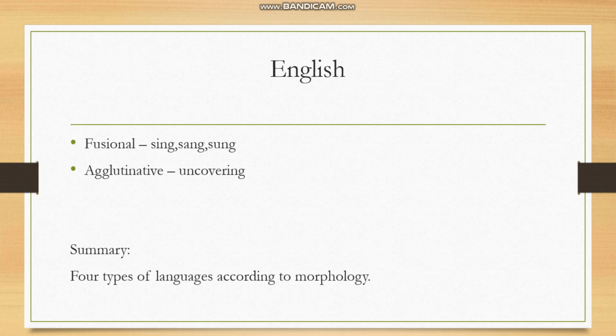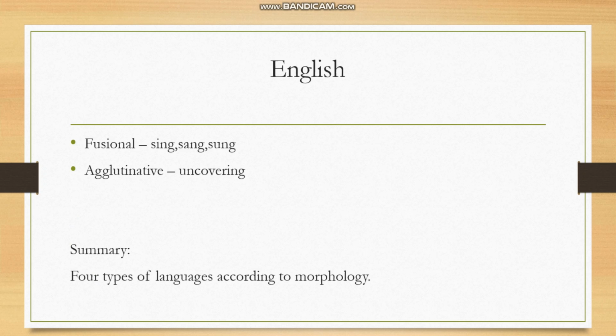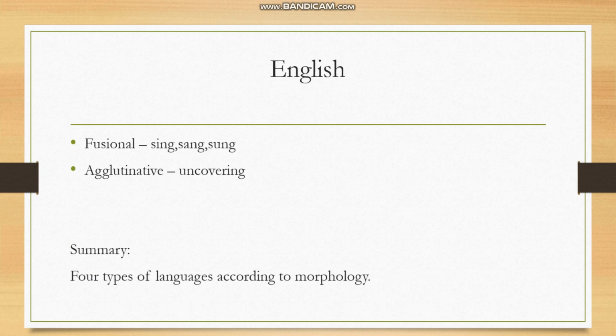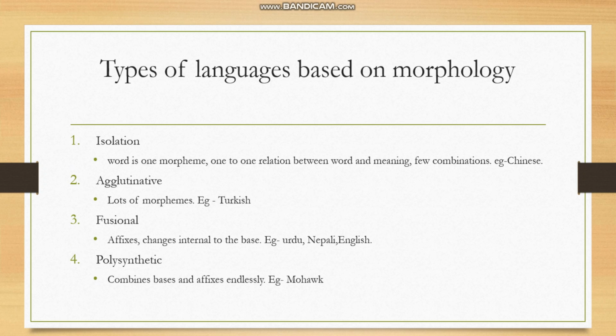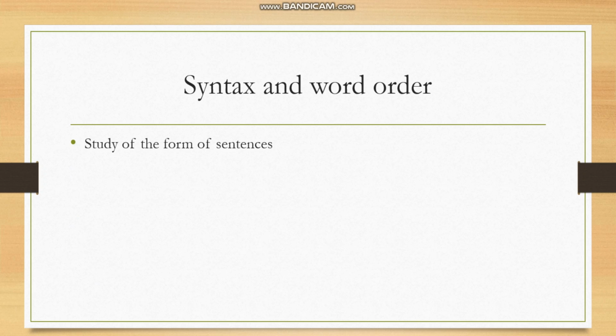So what is this word? Every language is a combination of these four types. So a language can be composed of these four types. For example, English consists of fusional, which is the change in the words like sing, sang, sung, where the change is internal to the base. Agglutinative, uncovering: it has prefixes, lots of morphemes. So you see the summary: four types of language according to morphology.